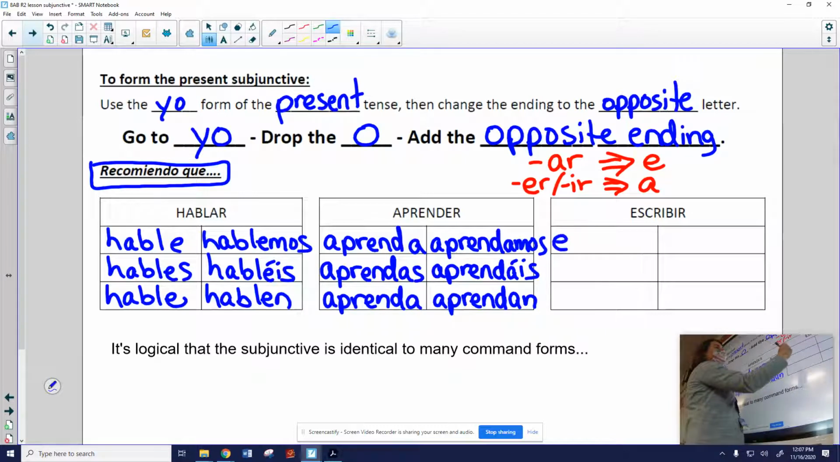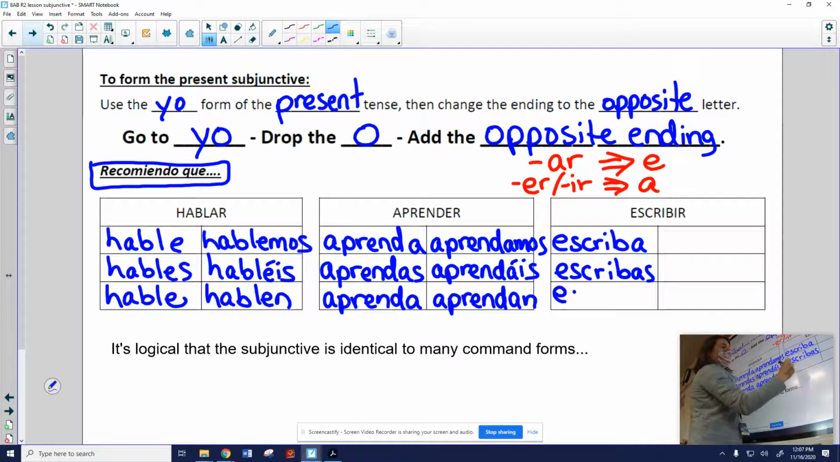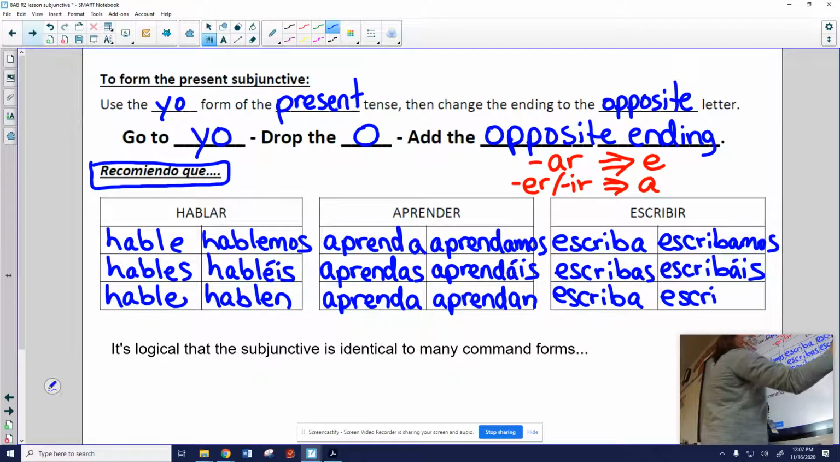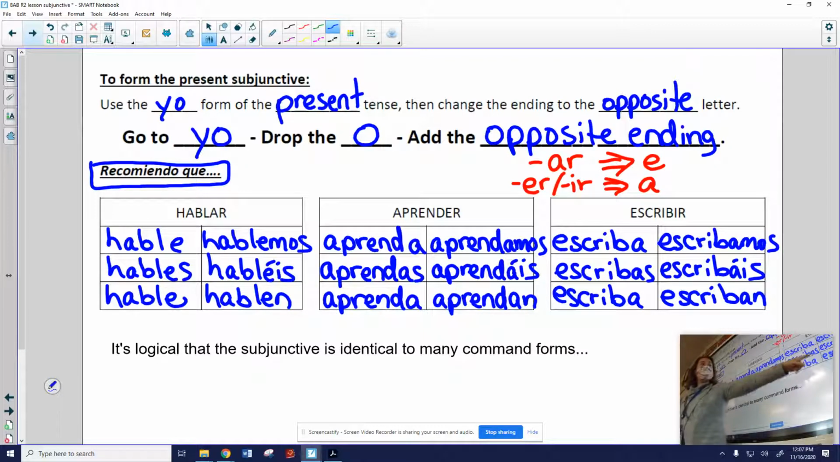Escribir. Escribo is the yo form, but we drop the yo and add the opposite ending, which leaves us with escriba. Escribas. Escriba. Escribamos. Escribáis. Escriban. I recommend that you write your grandma a thank you note. Recomiendo que escribas una carta a la abuela.